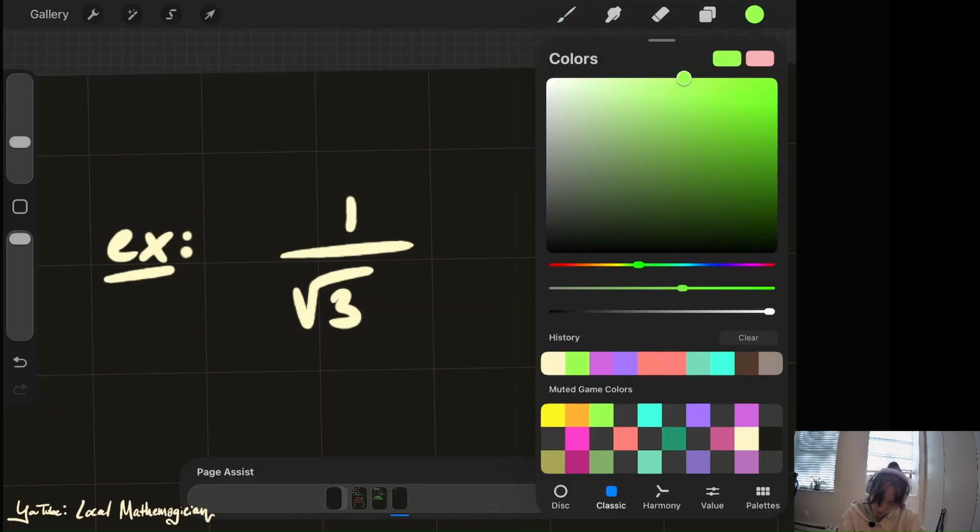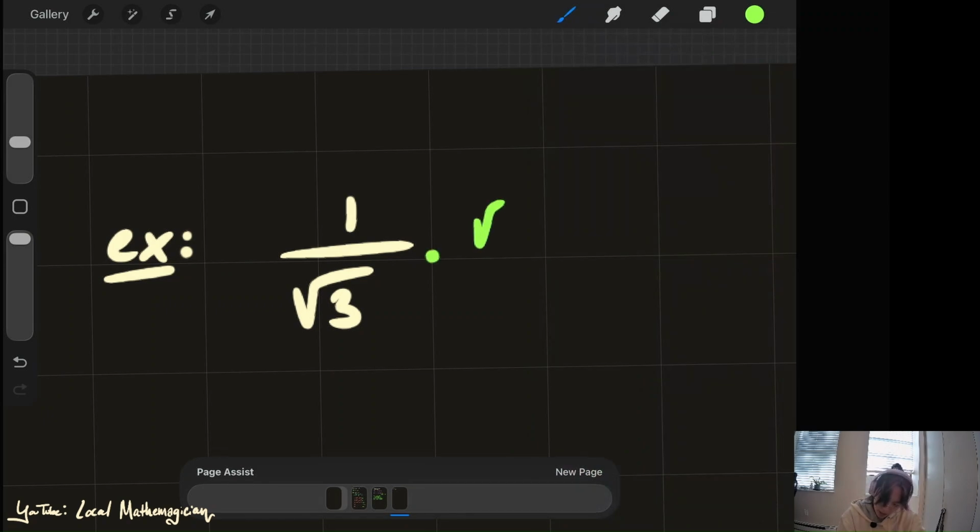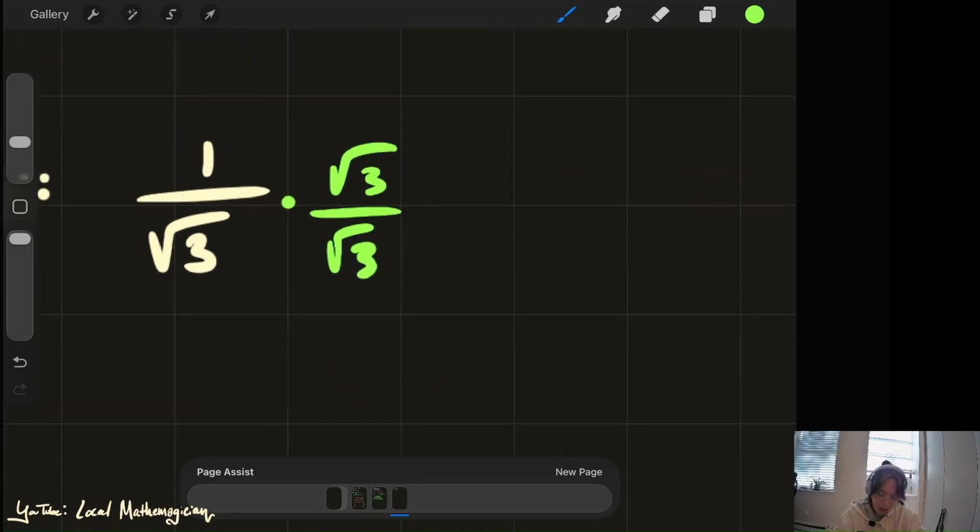Okay. So let's multiply by root 3 over root 3. Remember what I said about not squaring it. And then that leaves us with, we should know how to work with fractions by today, root 3 over 3. And you're done.